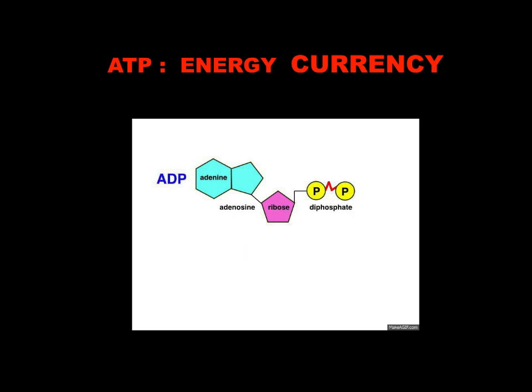There is energy stored in the bonds by which phosphate groups are attached to each other. As per the need of the cell, energy is obtained from ATP by breaking the phosphate bond. ATP molecules are stored in the cells as per need.